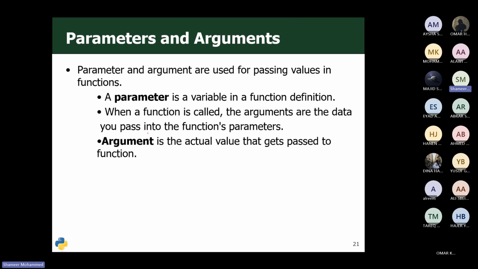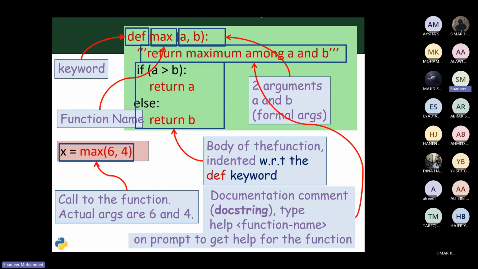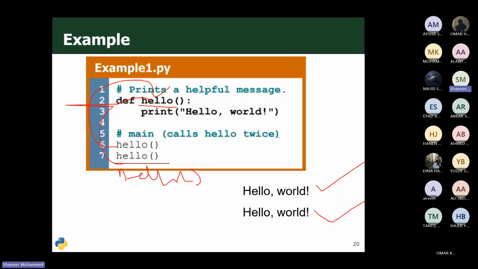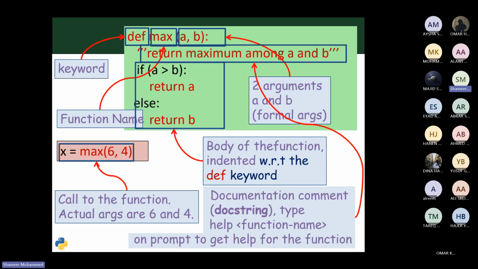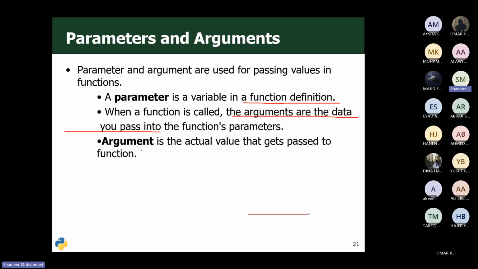So what is a parameter? What is the argument used in this function? A parameter is a variable in a function. Here, these are A comma B. They are called parameters. When a function is called, the arguments are nothing but the data you are passing. So what are you passing here? Arguments 6 and 4. Understand? An argument is the actual value you are passing to the function.